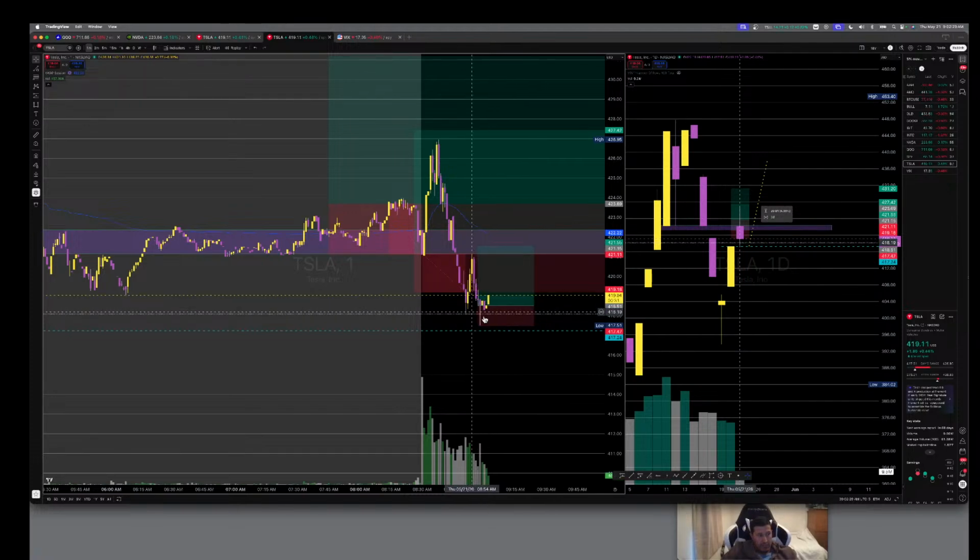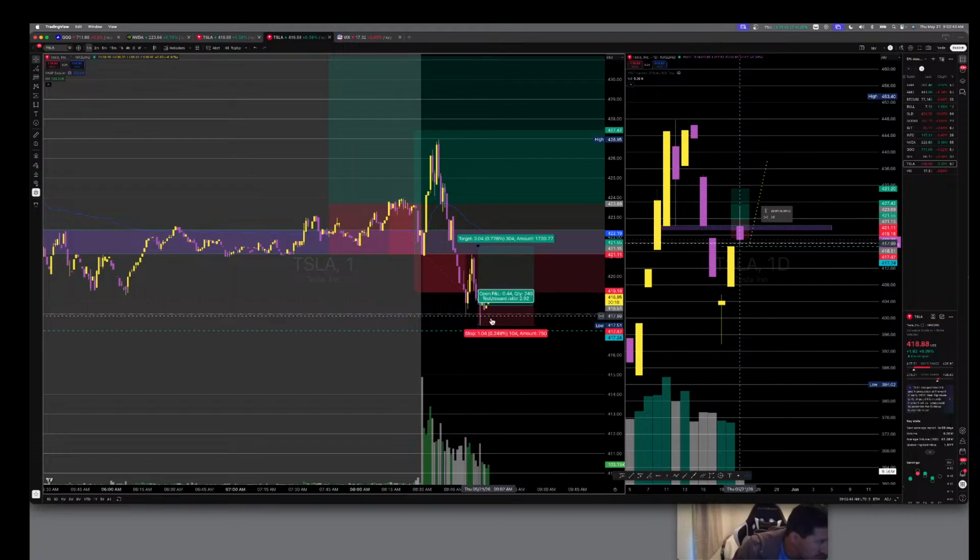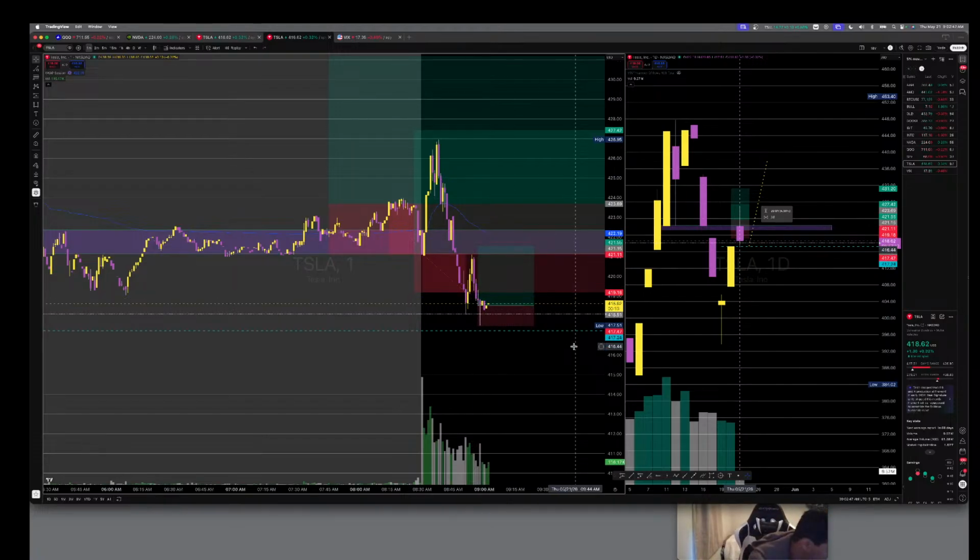I think this is enough grabbing liquidity here. Yeah. Definitely grabbing liquidity. Cool. We consolidated somewhat here. To me, that's bullish if it stays above there. I think that's good accumulation.